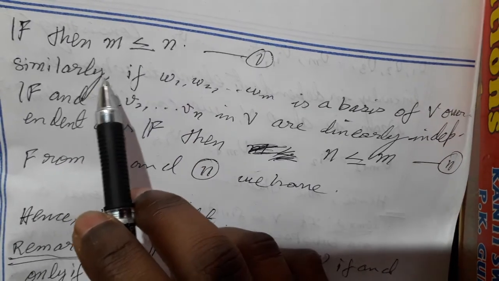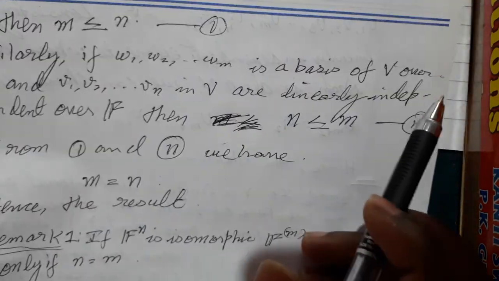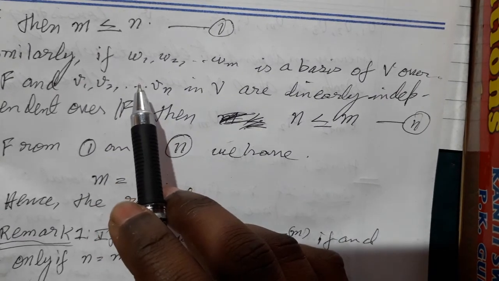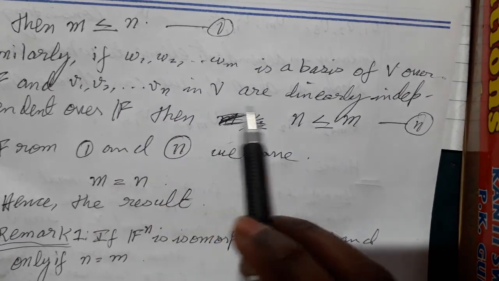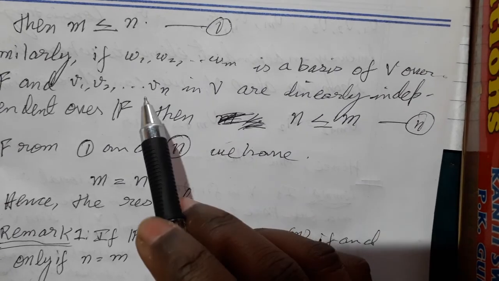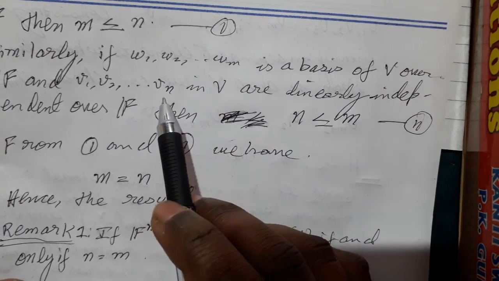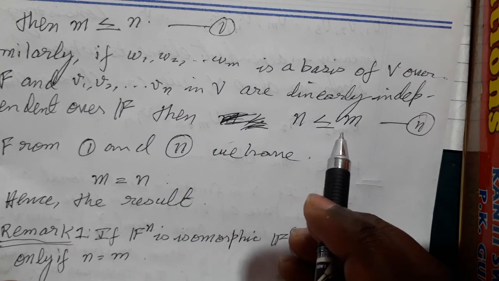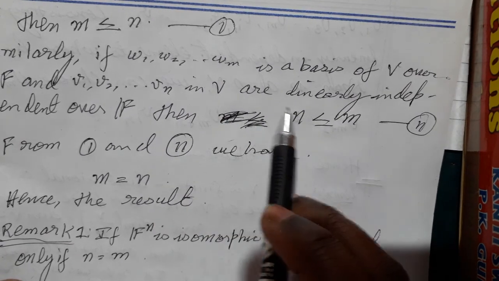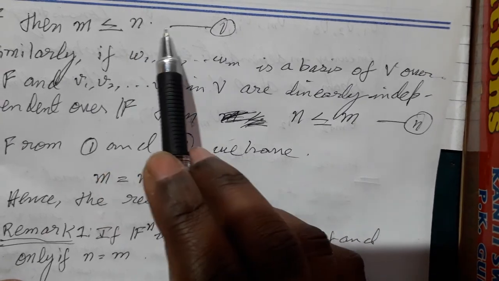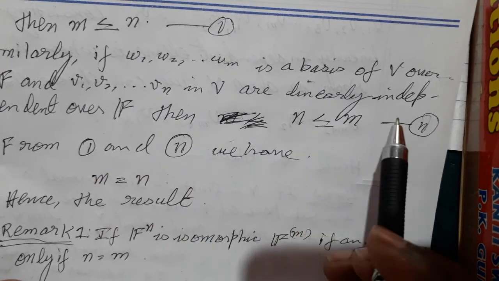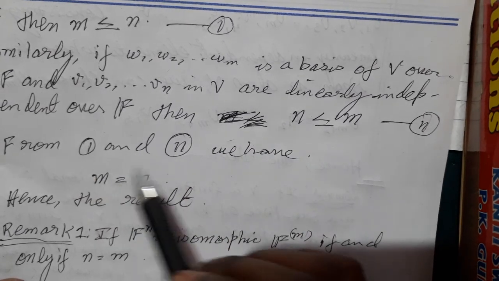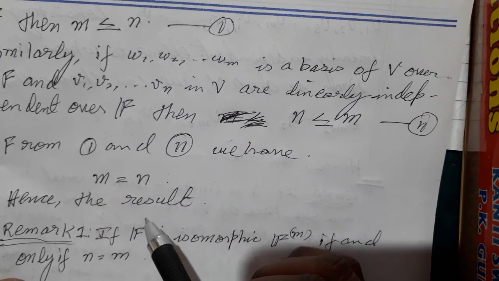Similarly, this is a basis of V over F. Since it is a basis, it is linearly independent, so this set is also linearly independent. So this is a basis and this is linearly independent, so we can apply the lemma. So we get here n is less than or equal to m. So from 1 and 2 we can see that a number cannot be less than or equal to n as well as smaller than m. So these two numbers should be equal. So we have that m equals n, hence the result.